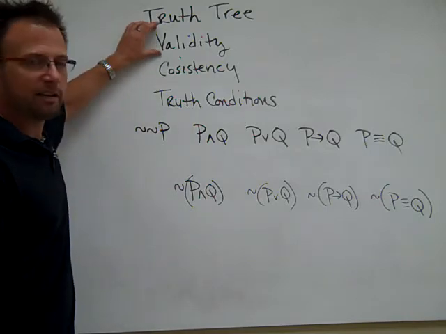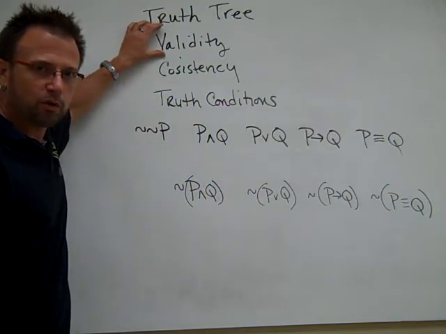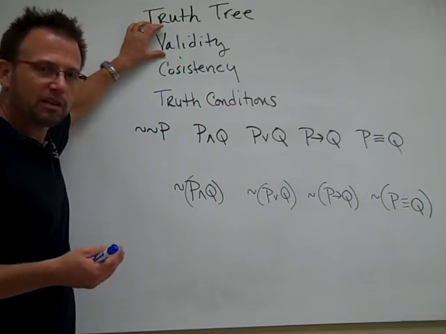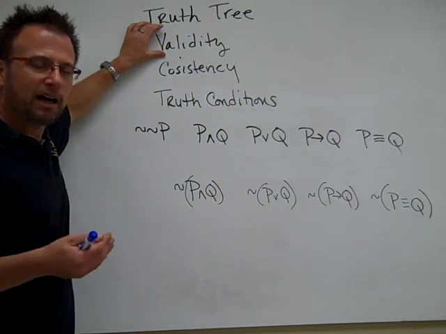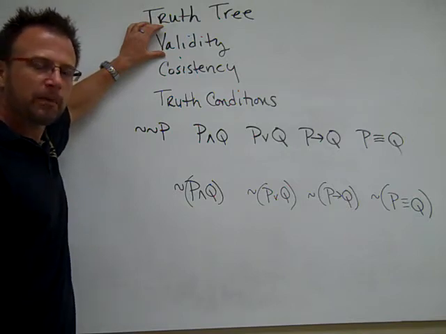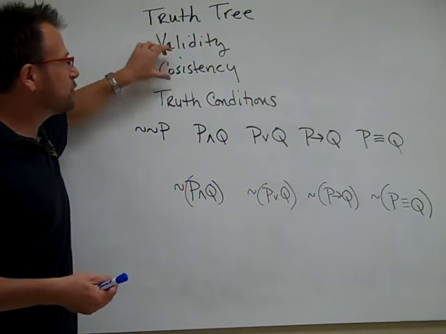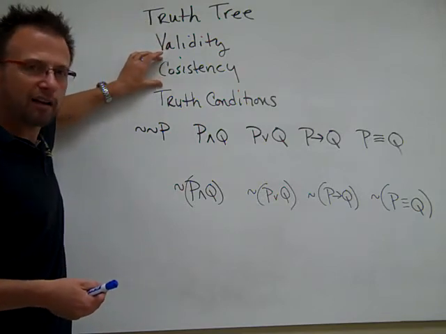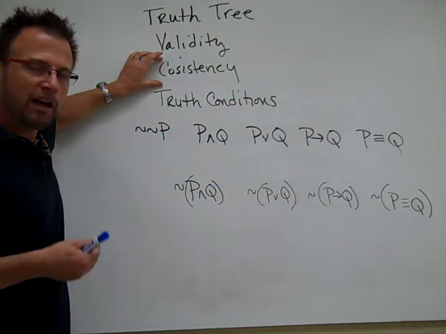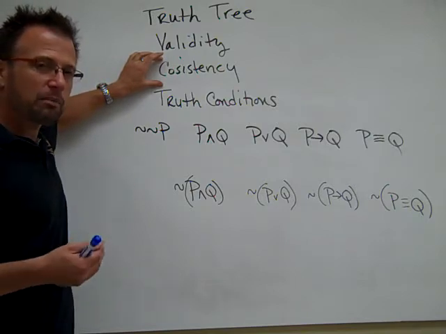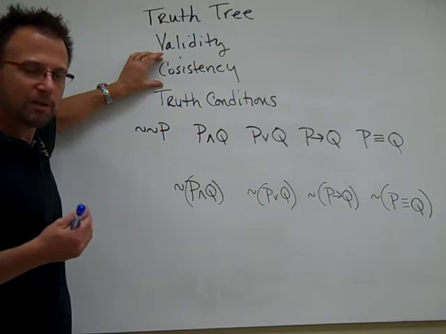What we're doing is testing validity with these truth trees. An argument is valid if it is impossible for the premises to be true at the same time that the conclusion is false. The way that a truth tree lets us test for validity is through the concept of consistency. A set of statements is consistent if all of them can be true at the same time.